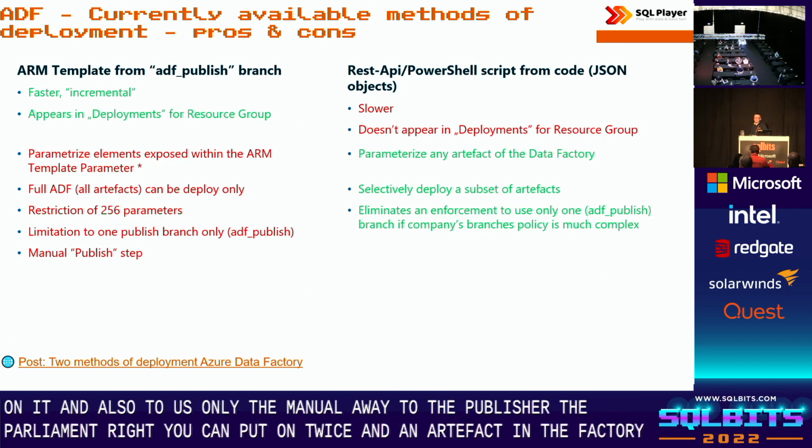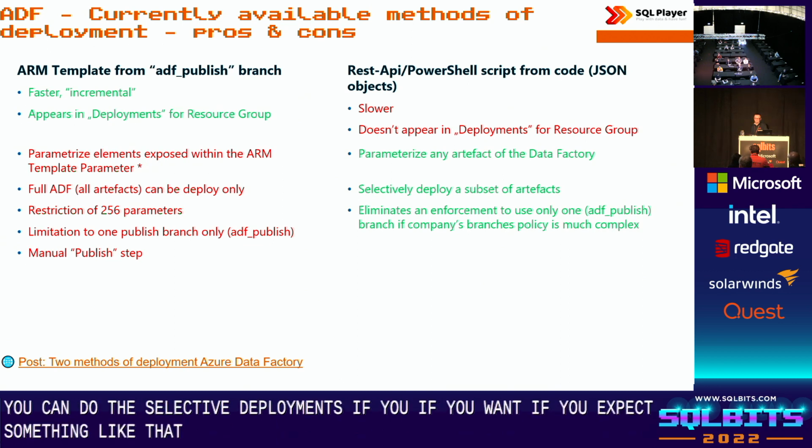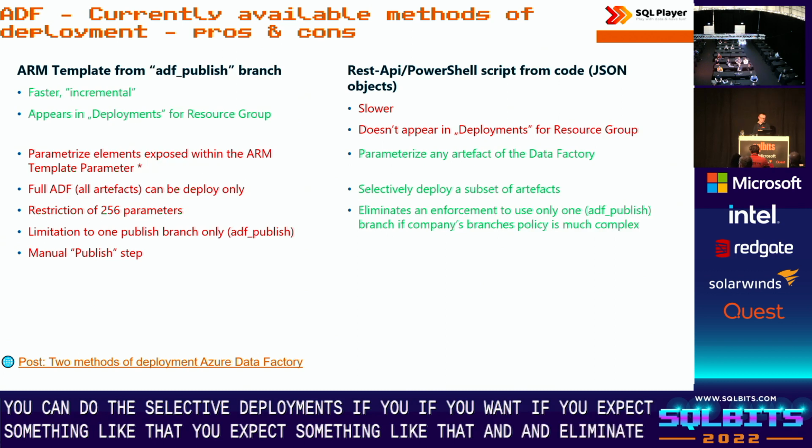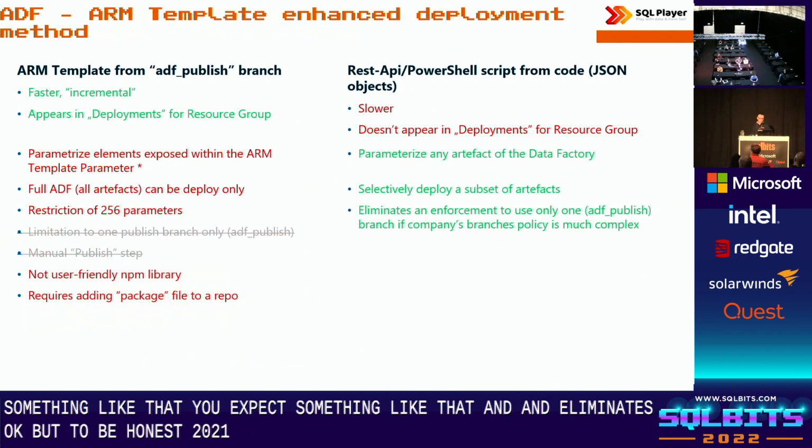You can do the selective deployment if you expect a scenario like that, and it eliminates the mentioned limitations. Okay, but that was, to be honest with you, before 2021. So what is it now? What ability?